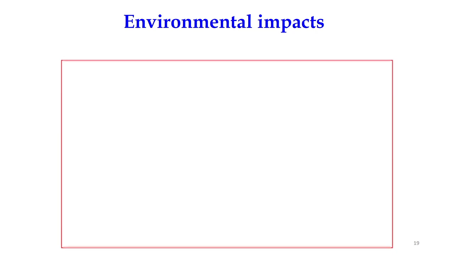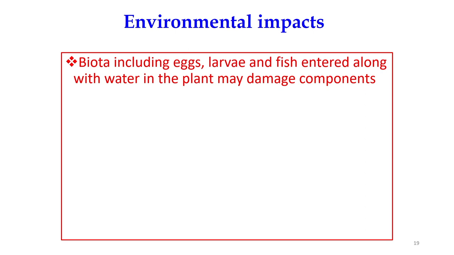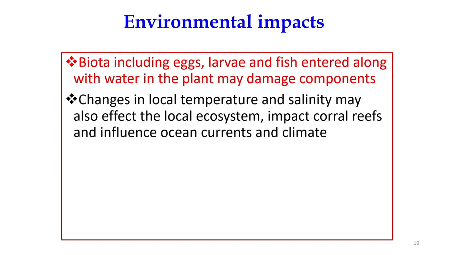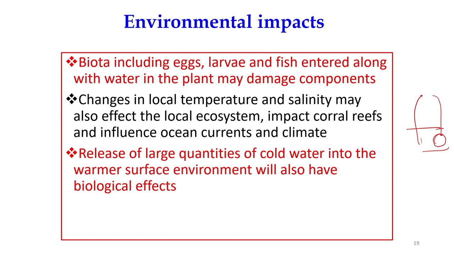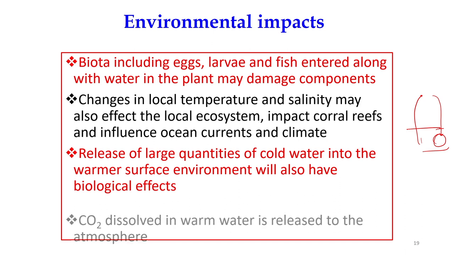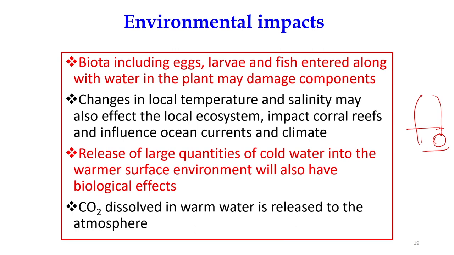What are the environmental impacts? Biota, including eggs, larvae, and fish entering along with water in the plant, may damage important components of the unit. Changes in local temperature and salinity may also affect the local ecosystems, because we are extracting hot water and again dumping the cold water in the hot water zone, so that might not be comfortable for the marine ecosystem. Release of large quantities of cold water into the warm surface environment will also have biological effects. Also, carbon dioxide dissolved in warm water is released to the atmosphere, as reported in many published literature.